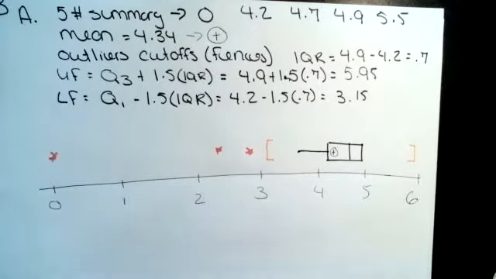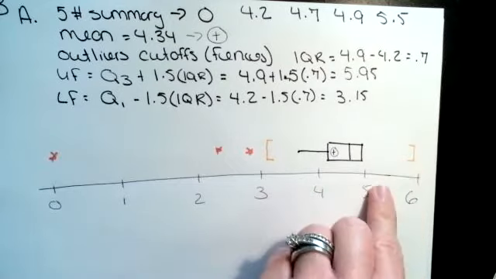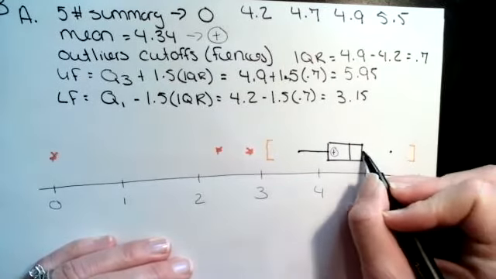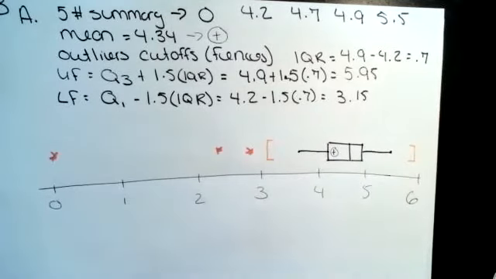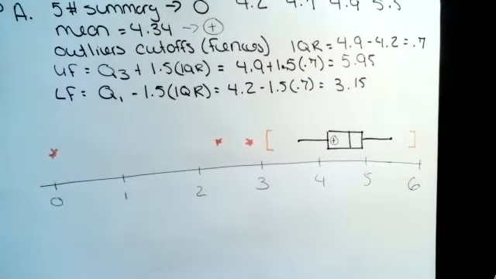Now let's take a look at if there's any outliers on the top side. There isn't, because the fence goes up to 5.95 and my highest value is 5.5. So my whisker will just go to that highest value of 5.5. So there's no outliers on the top side. So that was part A.